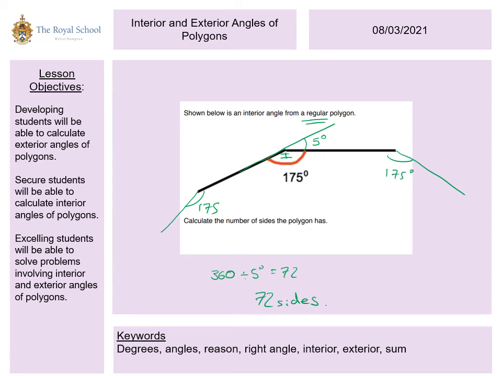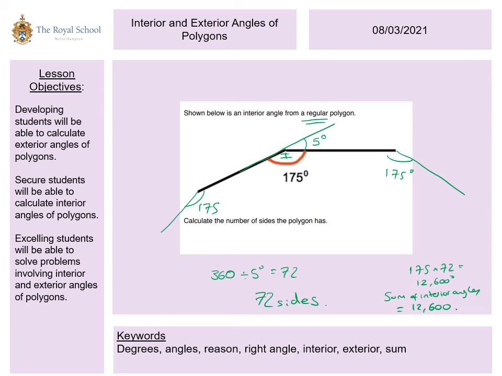So the angle sum we could go for as well. It's not asked for in this question, but if we know there's 72 sides, there's going to be 72 interior angles as well. So we do 175 times 72, which is 12,600. So the sum of interior angles equals 12,600.